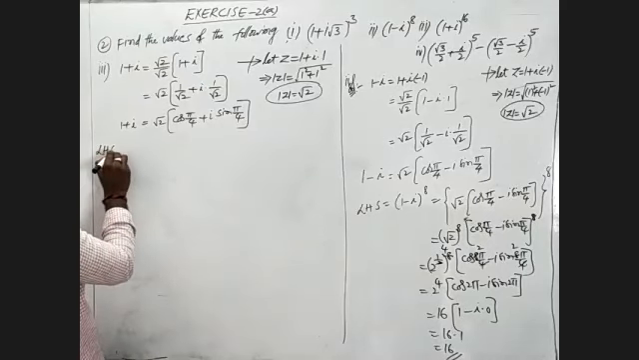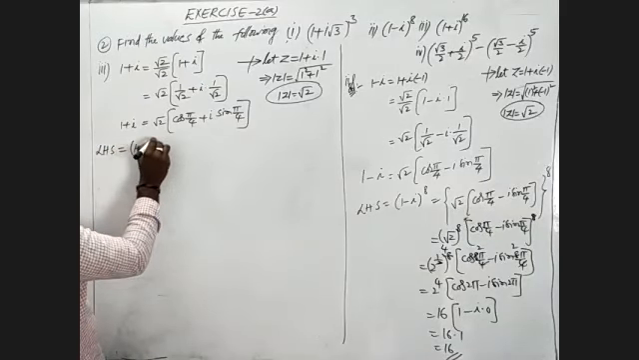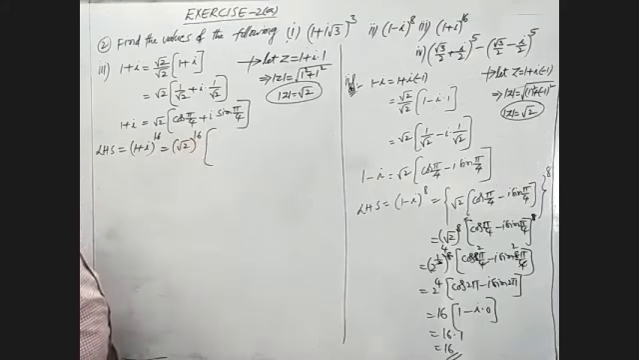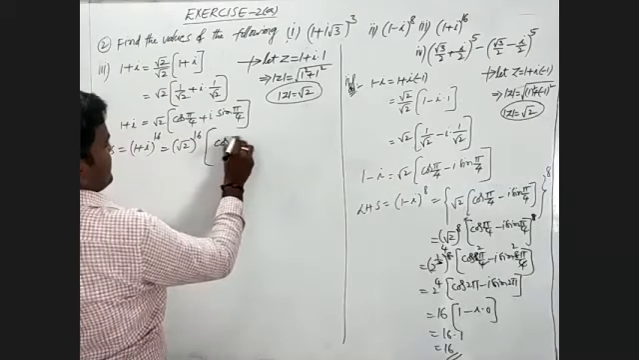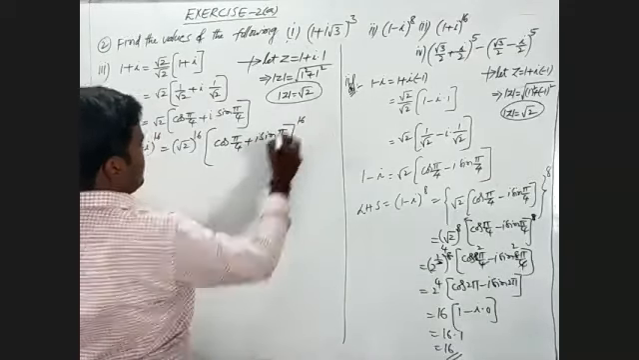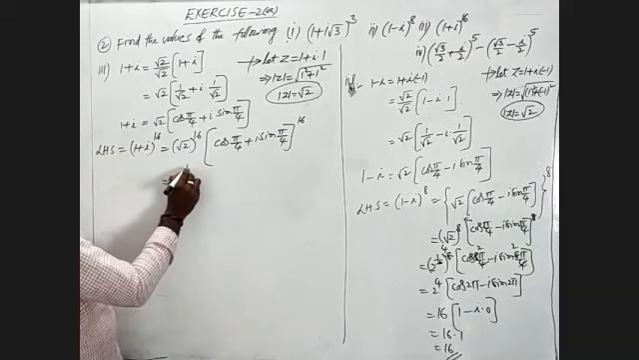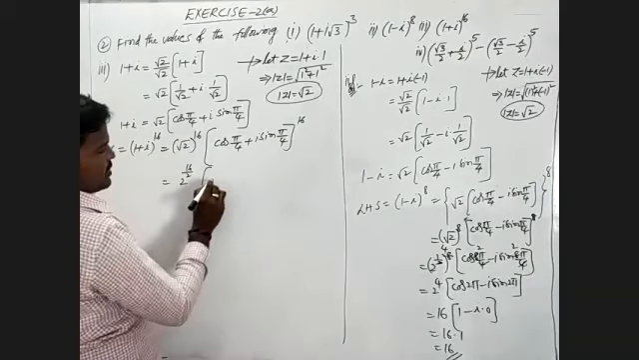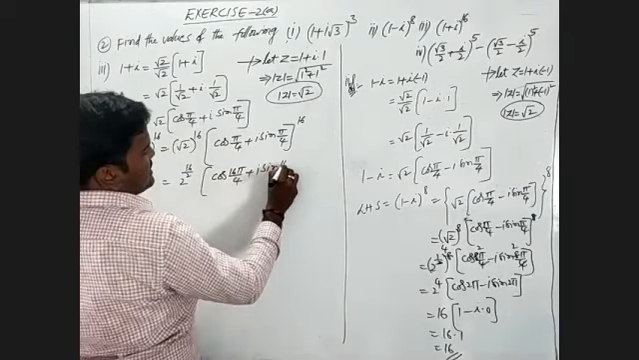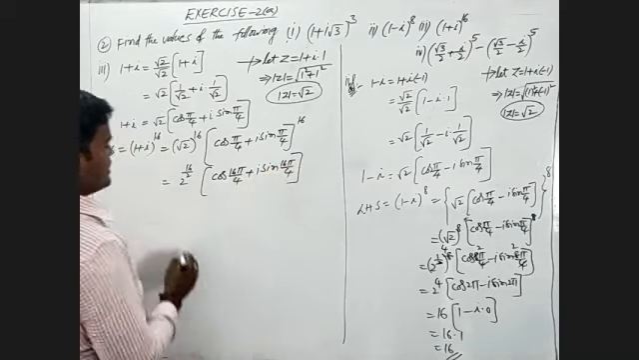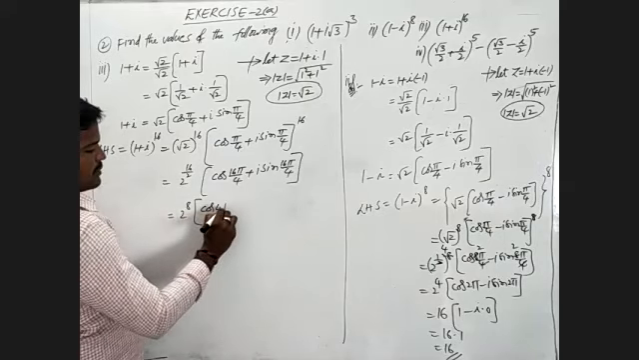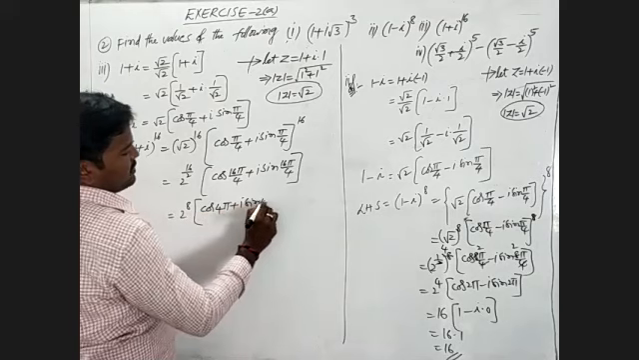But now I am going to the LHS, that is nothing but 1 plus i whole power 16. I have to expand this one. Root 2 whole power 16 into cos pi by 4 plus i sin pi by 4 whole power 16. Here we write 2 power 16 by 2 into cos 16 pi by 4 plus i sin 16 pi by 4. That means 2 power 8 into cos 4 pi plus i sin 4 pi.